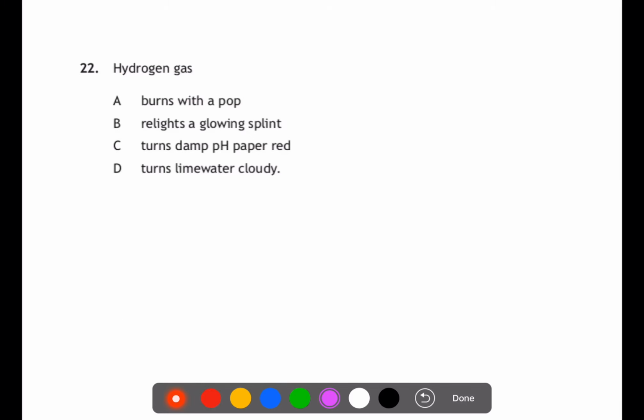So hydrogen gas in the test, we should know that hydrogen gas burns with a pop. The gas which relights a glowing splint would be oxygen. The gas which turns damp pH paper red would be sulfur dioxide, and turns lime water cloudy would be carbon dioxide.